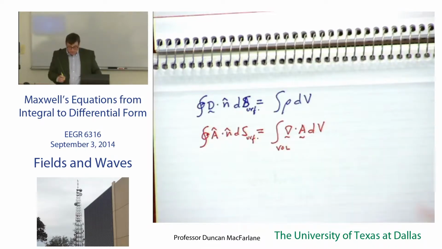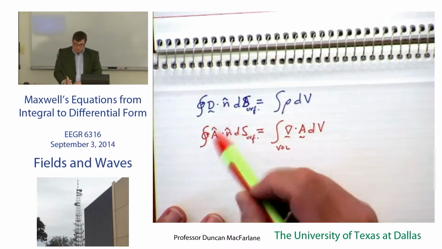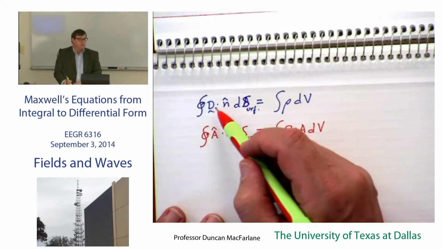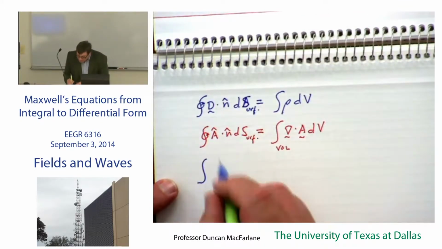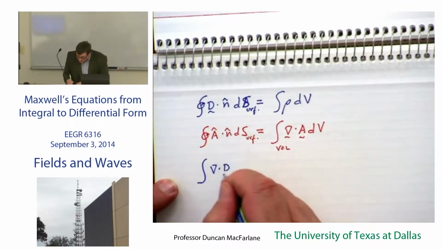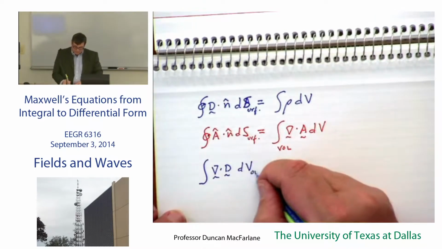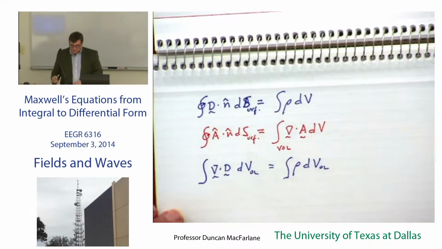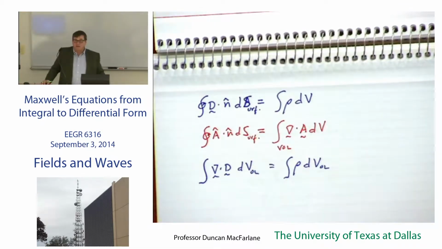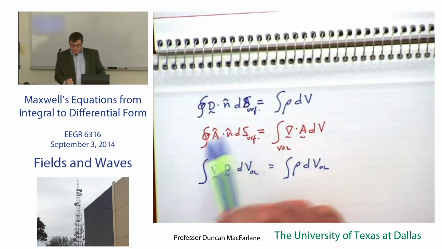Now I compare these lines here, and I have everything almost exactly the same, except for my arbitrary vector A, I have my electric field D. And so I can write the left-hand side of this as the divergence of D across a volume. And that's still equal to the right-hand side because I haven't touched that, which is the integral of the charge across that volume.